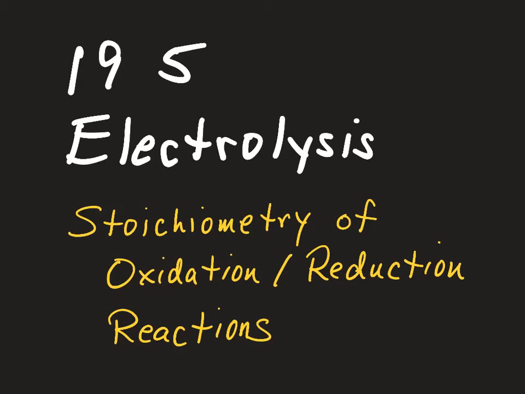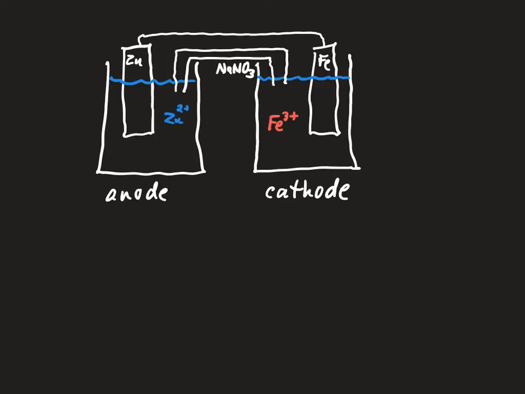In this lecture, we're going to talk about electrolysis, which will let us talk about the stoichiometry of oxidation-reduction reactions. Let's consider an electrochemical cell. We've got zinc metal and zinc ions in solution, iron metal, iron ions in solution, and we've got it set up so that the left side is the anode. This is where oxidation is occurring. The right side is the cathode. That's where reduction is occurring. So electrons are flowing through the system this way.